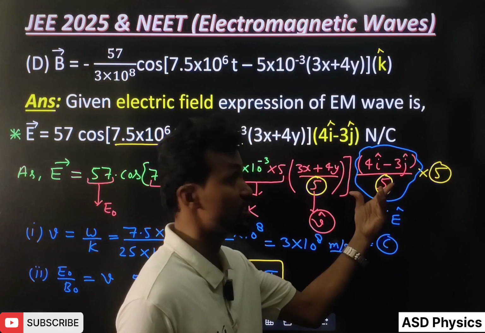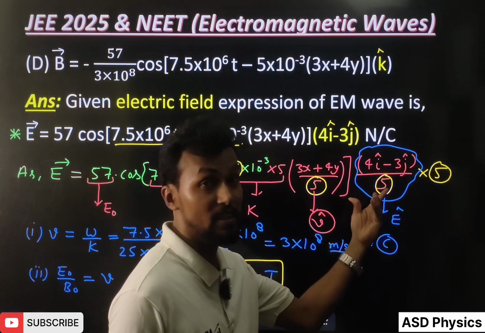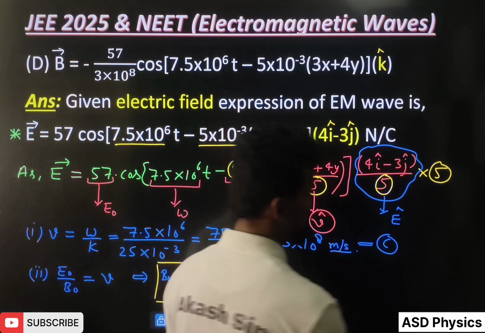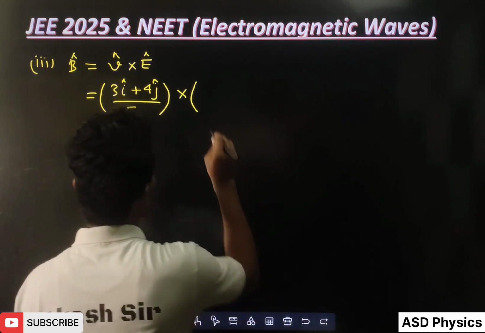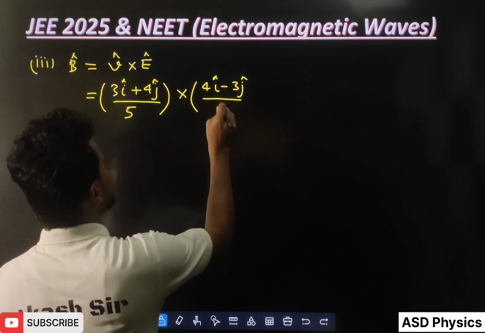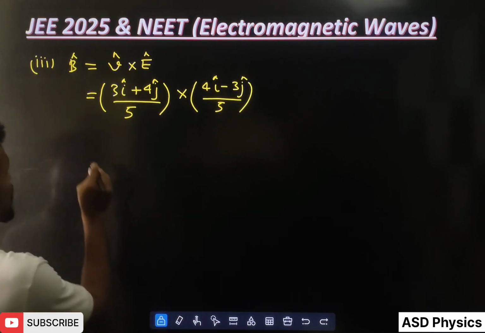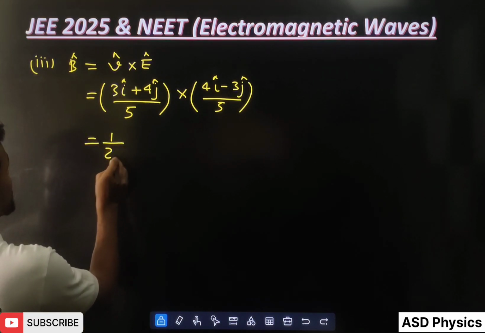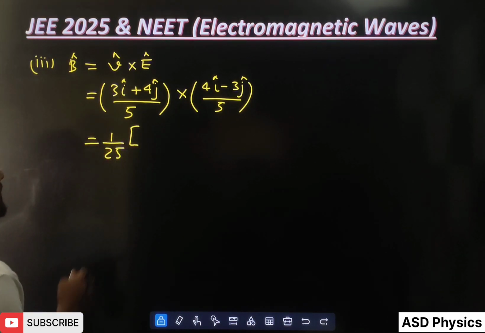See, E cap direction is here. (4i cap minus 3j cap)/5, the unit vector way, okay. So 4i cap minus 3j cap, see here please, 4i cap minus 3j cap by 5, okay. So now what will happen here, can you see? This 25 will come outside.